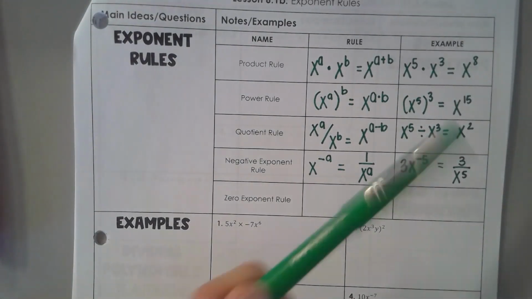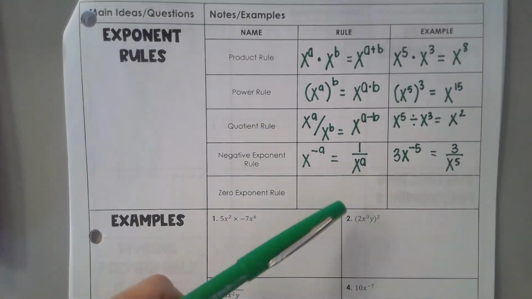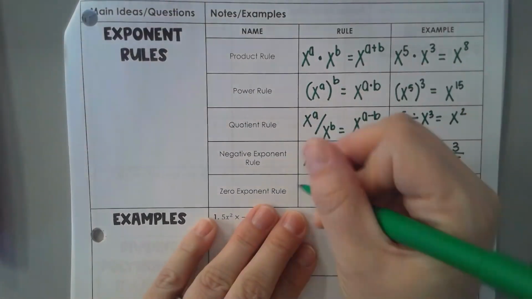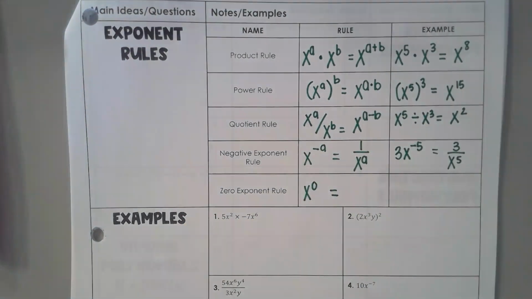And in just a minute, I'm going to show you why this is the case, and same thing for this next one. So x to the 0 power. Does anybody know what that is? It's 1. And I'll show you why.